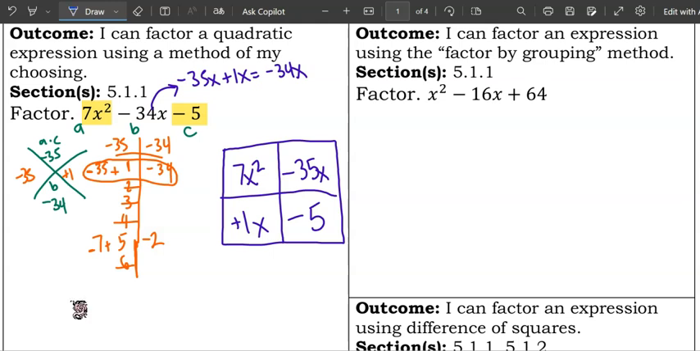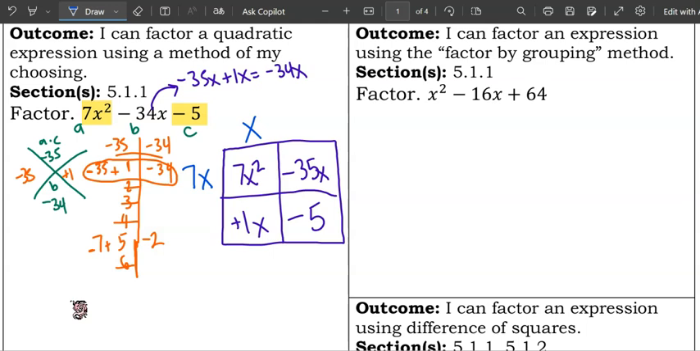From here, we will factor out the greatest common factor of each row and each column. If we look at this first row, the GCF of 7 and 35 is 7, and they both share an x, so we're going to put 7x here. The GCF of the first column is x. If we multiply x times 7x, we do get 7x squared.